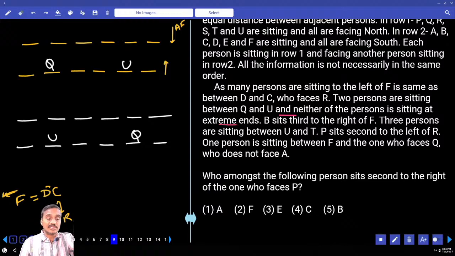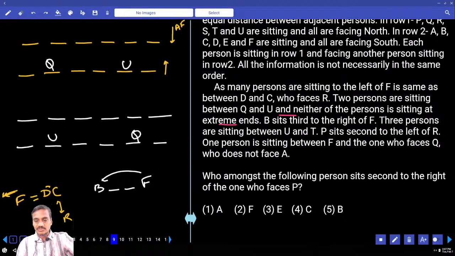B sits south to the right of F. Now where is this B? B is seated south to the right of F. Now this F and B are in the row, facing towards south. South to the right is nothing but towards our left hand side. And B sits south to the right of F, and there are 3 persons between U and T.